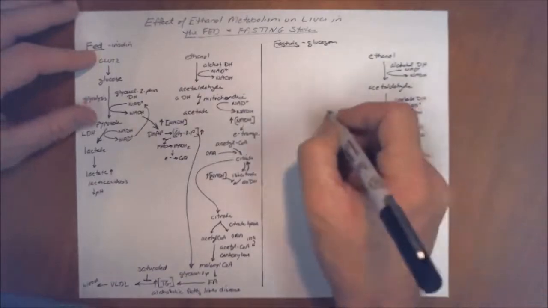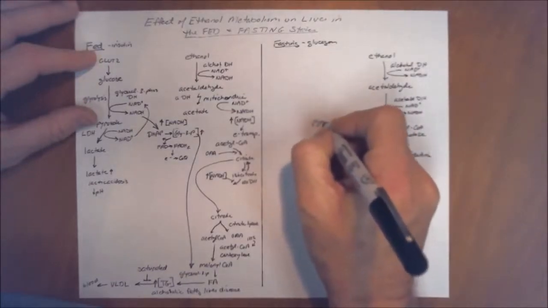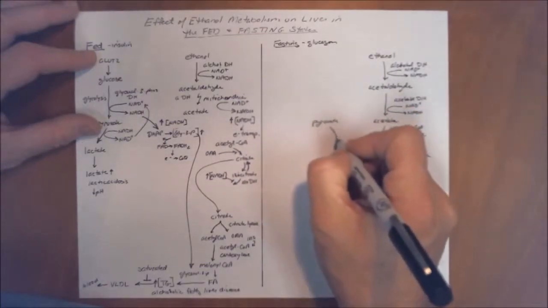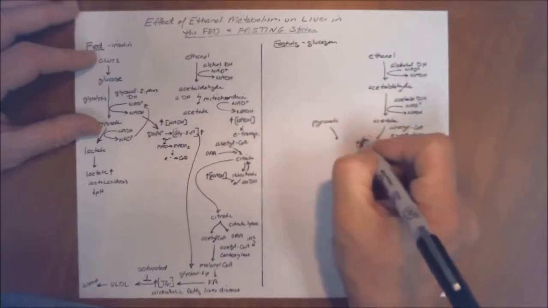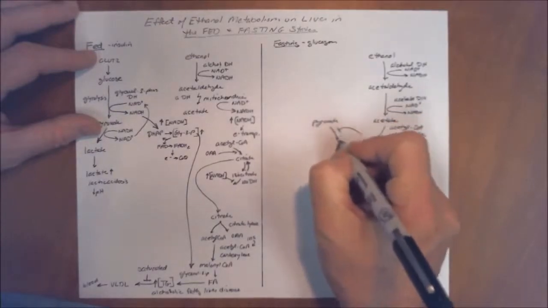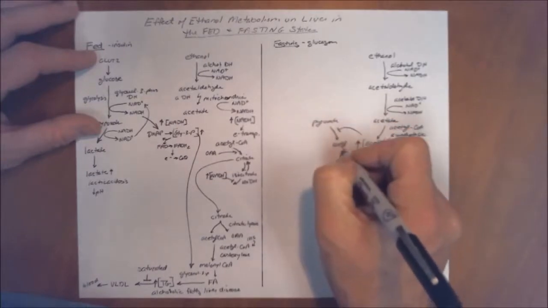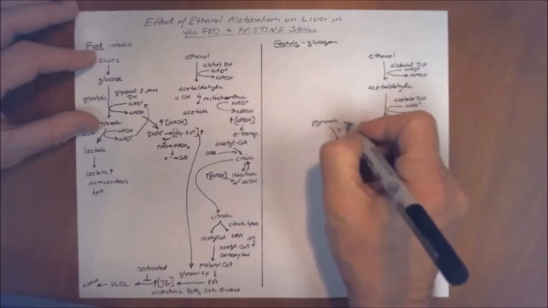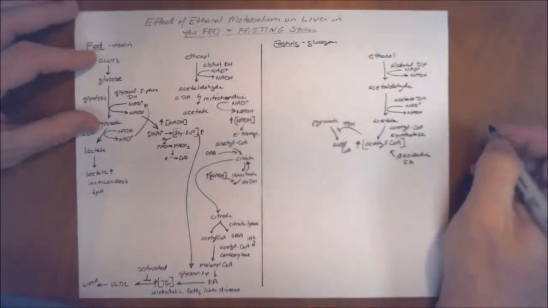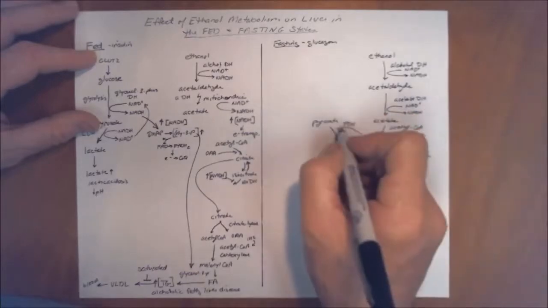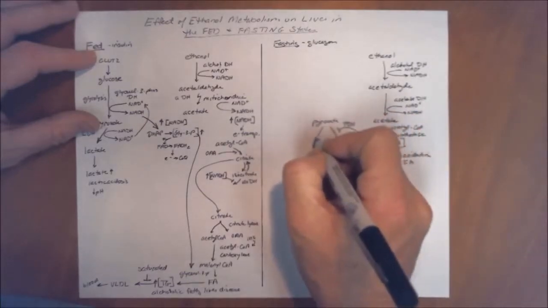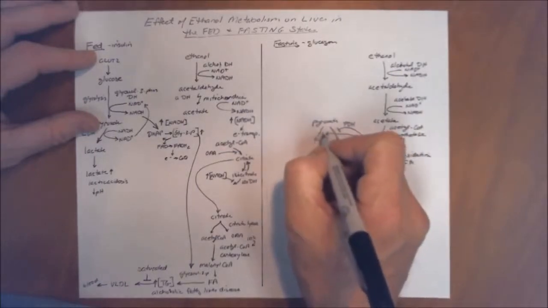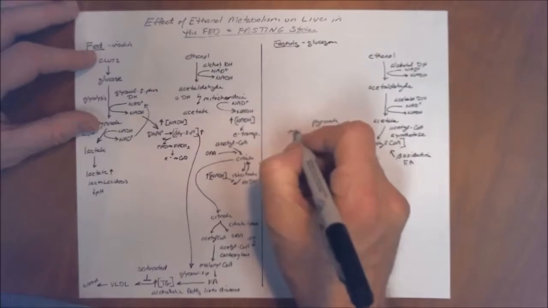Increasing acetyl-CoA, of course, is going to take pyruvate and it's going to inhibit the further production of acetyl-CoA by inhibiting the enzyme PDH, pyruvate dehydrogenase. What acetyl-CoA will do is to activate pyruvate carboxylase.